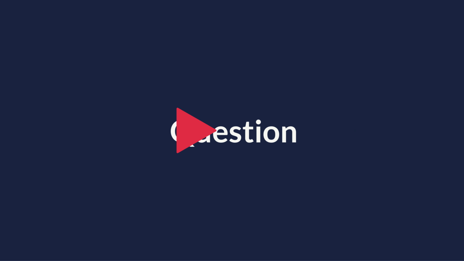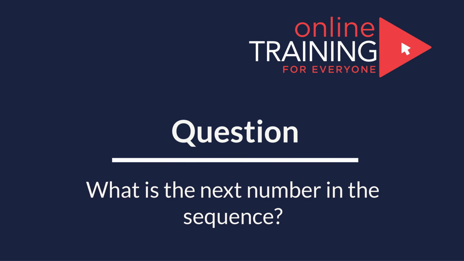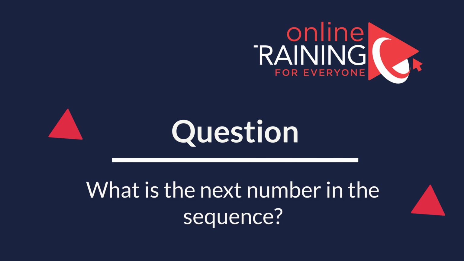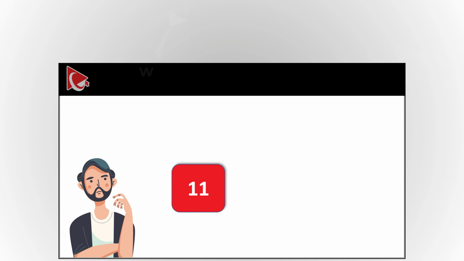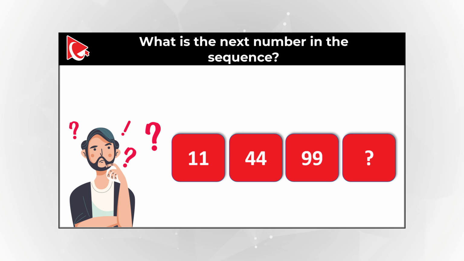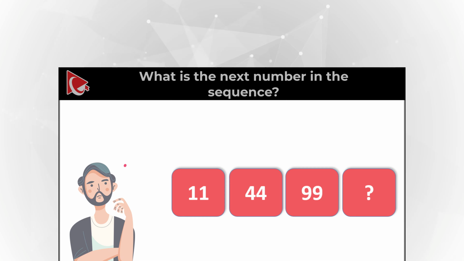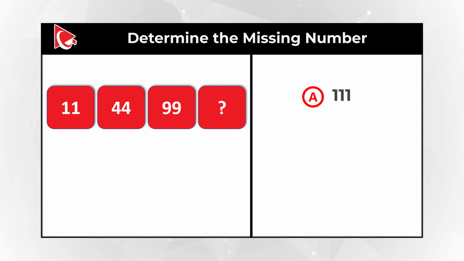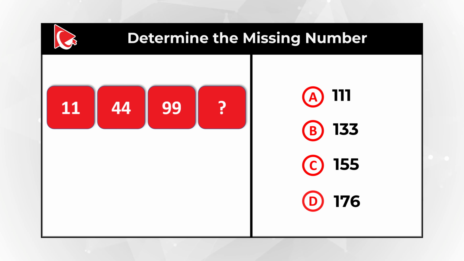Here's an interesting question where you need to calculate the missing number. You're presented with numbers 11, 44, 99, and you need to continue the sequence and determine the missing number out of 4 possible choices. Choice A, 111. Choice B, 133. Choice C, 155. And choice D, 176.